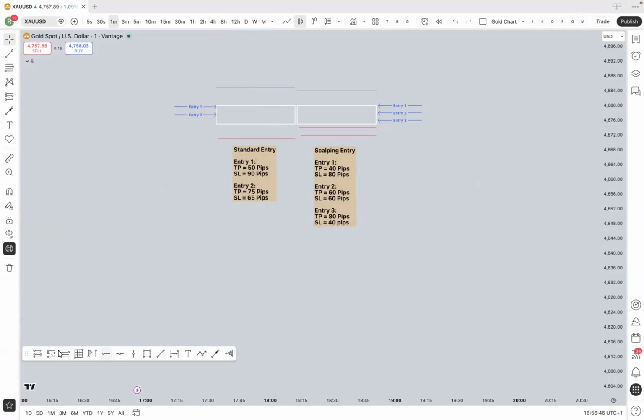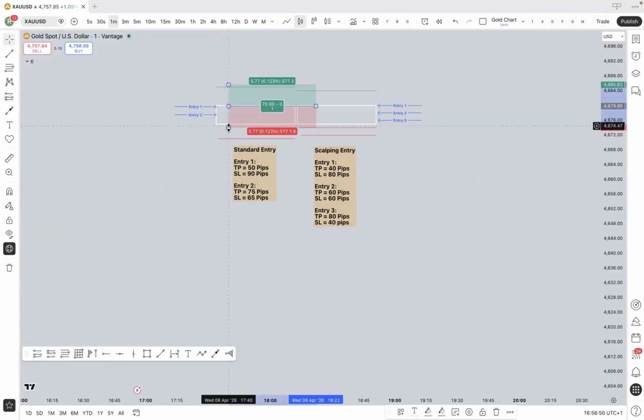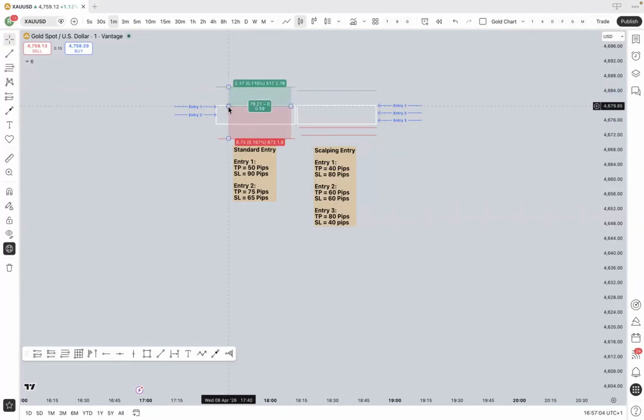So you can see if I just get my position size up, okay. If we just put that on there, you'll see, sorry, that's down to there. So this would be our entry one, something along those lines. And then entry two, you can see the risk reward gets a bit better in your favor. And this is where the difference is in pips.